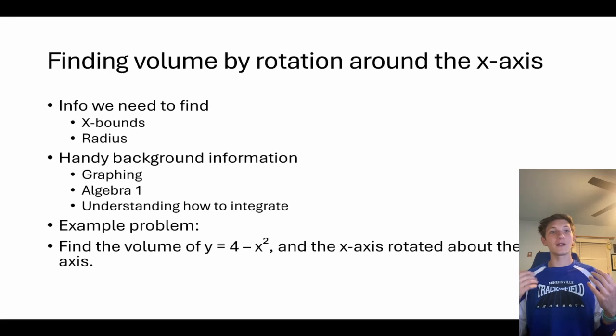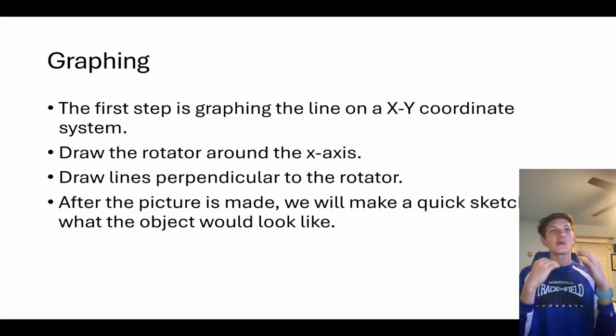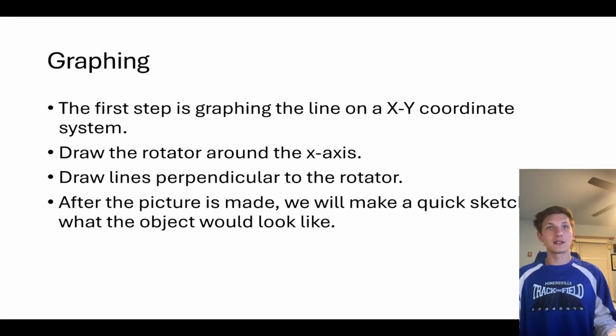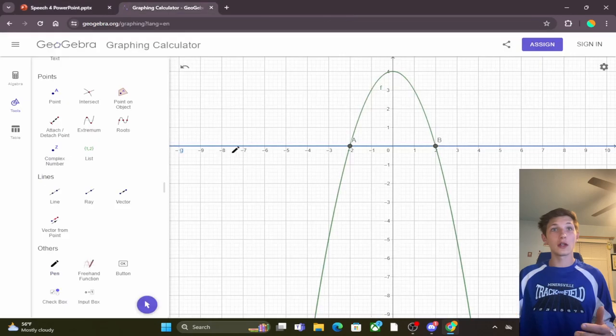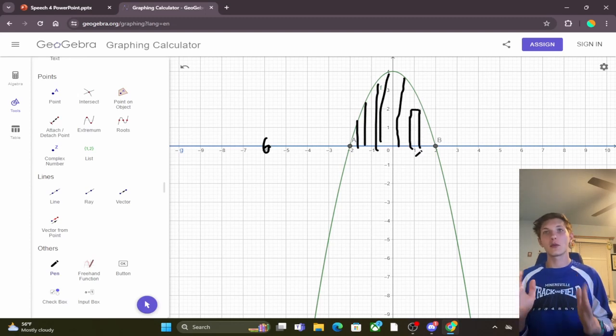Today we're going to be finding the volume of y equals 4 minus x squared and the x-axis, rotated about the x-axis. So the first step is actually visualizing this. We're going to be graphing it on an xy system. We're going to be drawing a rotator around the axis and drawing lines perpendicular to our bounds and axis of rotation. Then we're going to showcase that there's a small dx here. Remember this for later, it is going to be important. But right now we're just going to display it as a small little box.